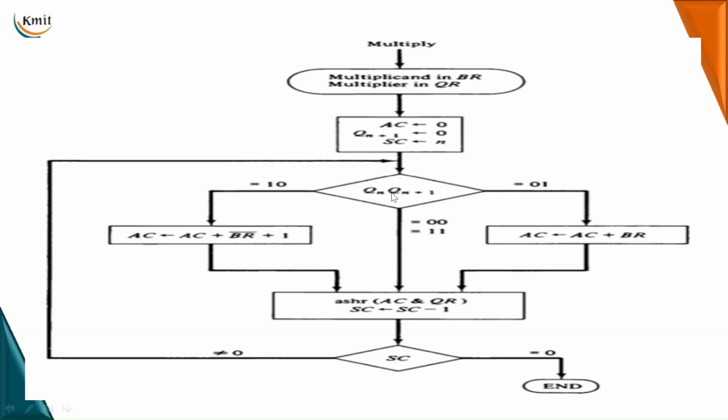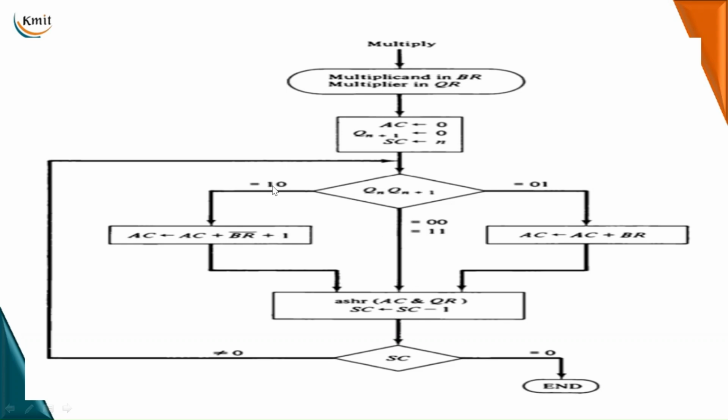Next, we are going to check the values of Qn and Qn plus 1. Qn plus 1 is an extra flip-flop, initialized to the value 0, and Qn is nothing but the LSB of the multiplier. These two bits are checked, and based on their values, we decide what operation to perform on the multiplicand and the multiplier.